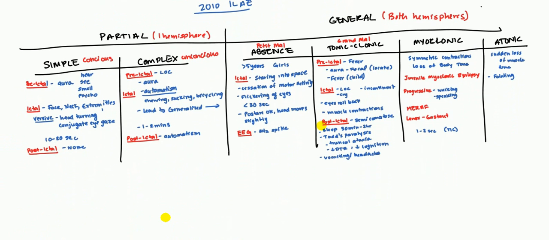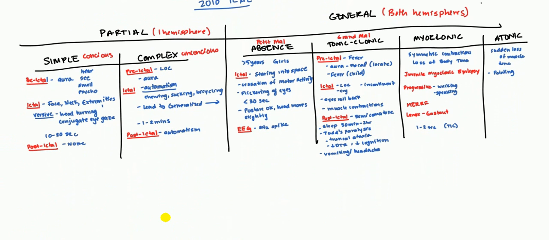So this is overall what we've covered here. Again, it's partial and general. In partial, you have simple, which is associated with consciousness and lasts about 10 to 20 seconds. Complex is unconsciousness. There's automatism, and it lasts about 1 to 2 seconds. And so that wraps up partial right there.